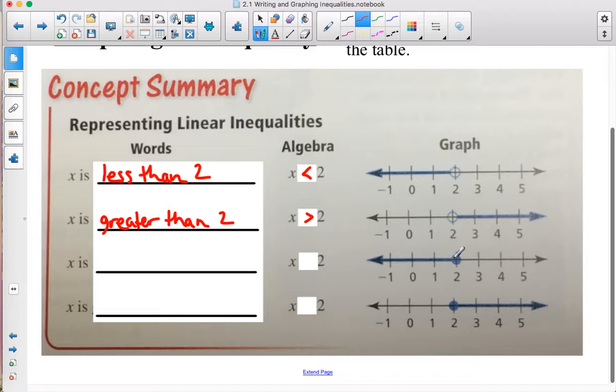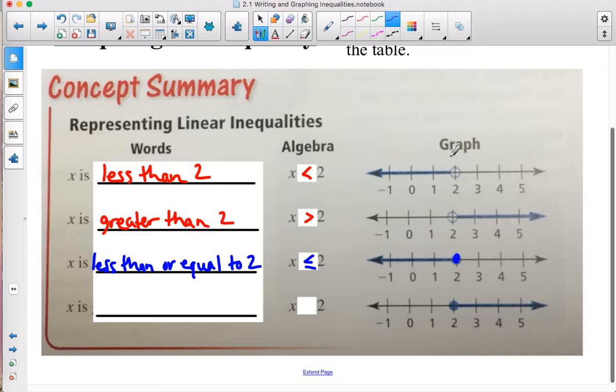Let's try the third one. Third one says I need to be to the left of 2, or I can actually be equal to, and I know that because I see this is filled in right here. That's a key thing to note. That's a big point. Because it's filled in, I can be equal to 2. So I want to be less than or equal to 2. So x is less than or equal to 2.